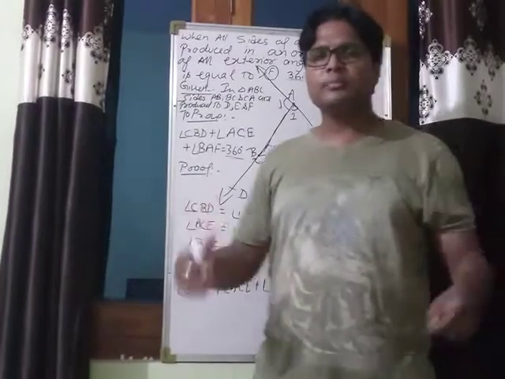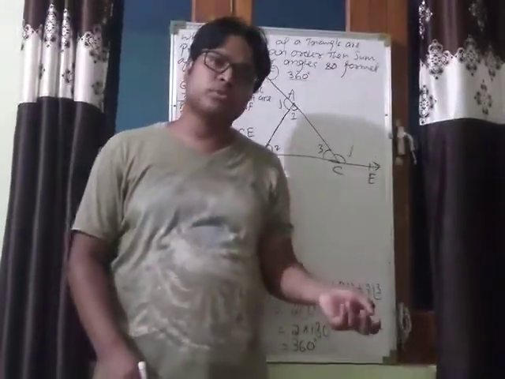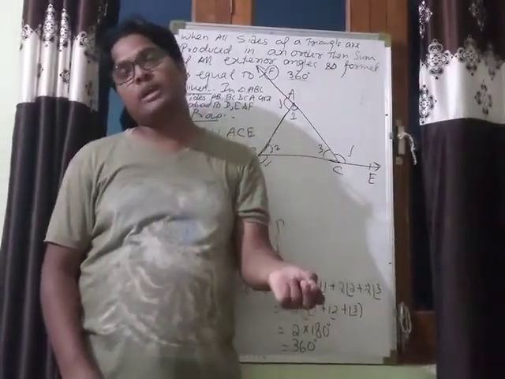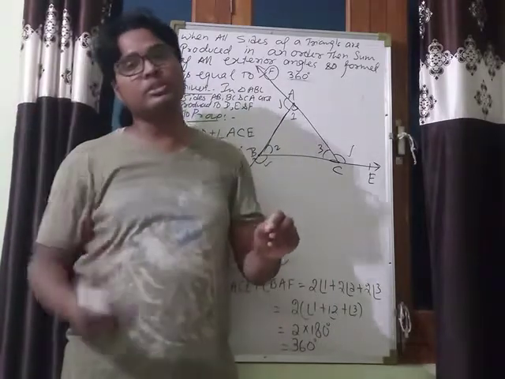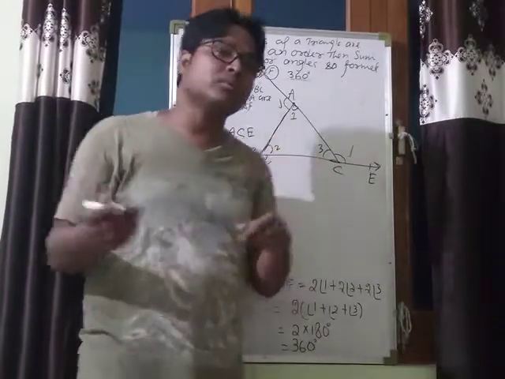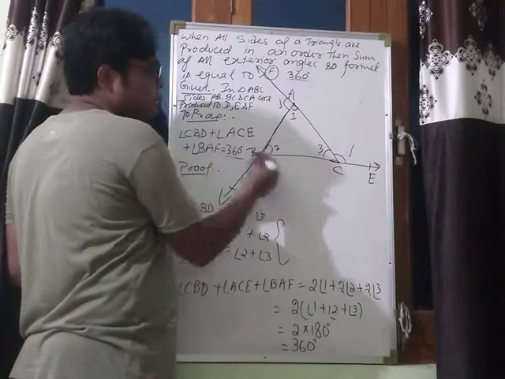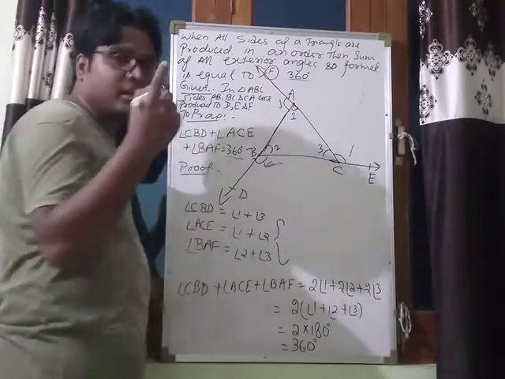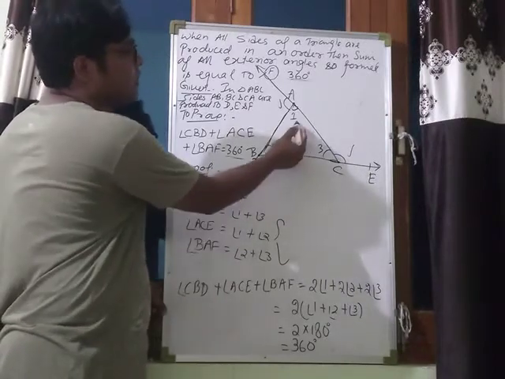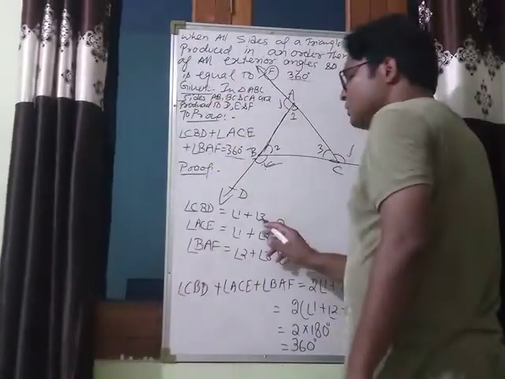What is the exterior angle property of any triangle? When any side of a triangle is produced, an exterior angle is formed, and that exterior angle is equal to the sum of the interior opposite angles. See, when this side AB is produced, this exterior angle CBD is formed. By the exterior angle property, angle CBD will be equal to angle 1 plus angle 3.